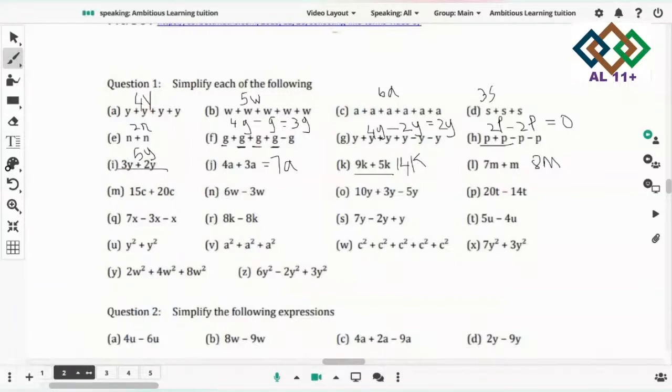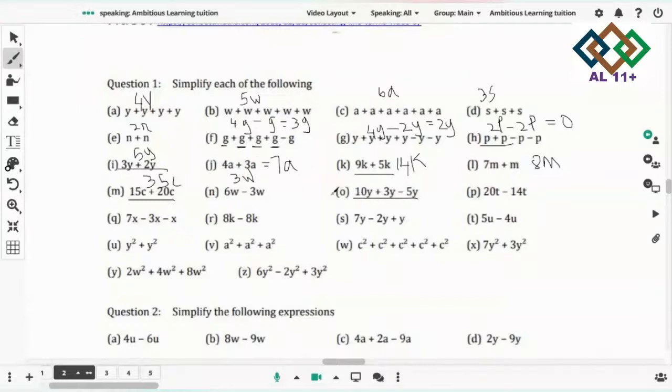I did nearly all the section. That's good. You are really fast. M now. In number M, you have 15C plus 20C, that's 35C. Then you have N, 6W minus 3W, that would be 3W, and we take the sign of the bigger one, that's 6, so it will be plus.